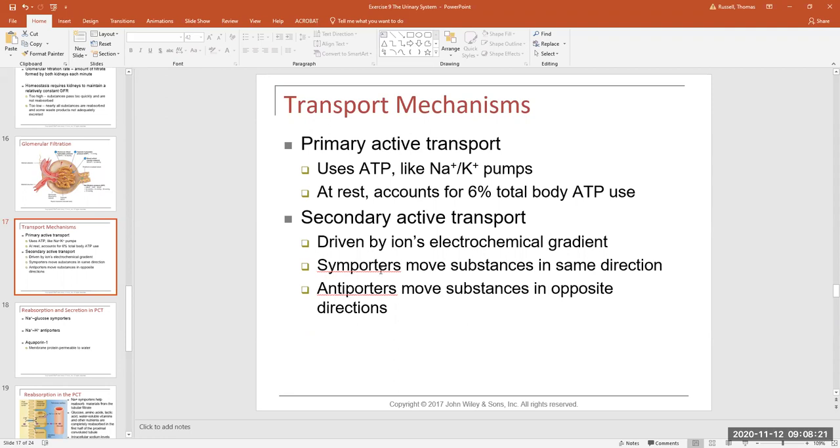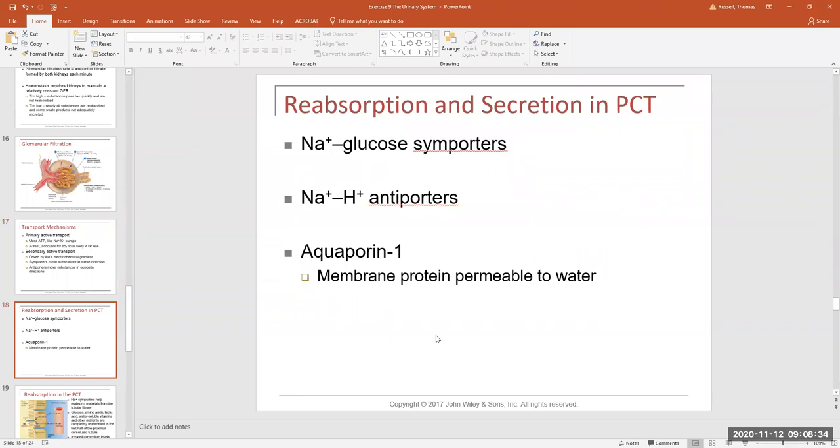Symporters move two or more substances in the same direction. Sym means the same. Antiporters move two or more substances in opposite directions across the membrane. So here are the ones we're going to learn that are located in the proximal convoluted tubule. We have something called the sodium glucose symporter and the sodium hydrogen antiporter. We also have water channels called aquaporins. We have aquaporin ones in the proximal convoluted tubule. We also have aquaporin twos. They're located in the distal convoluted tubule and just into the collecting duct.